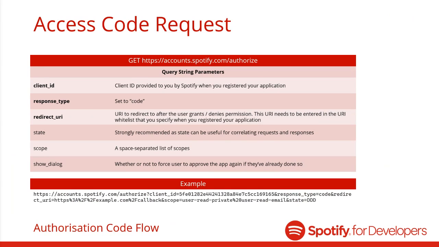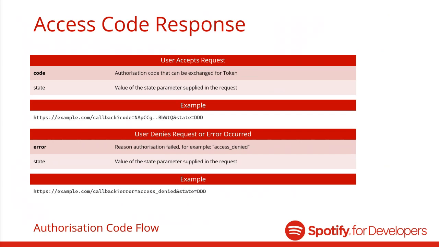In the first request, your application requests authorization. You just build a URL, and that needs to contain parameters such as the client ID. You can see an example of that there. The required parameters are shown in bold. Once redirected, the user can accept the request, and then your application will be redirected to your redirect URI with a code parameter. However, if the user decides to deny that request or there's a problem, you'll get an error returned on your redirect URI as well. Both of these requests will include a state parameter if you've provided that.